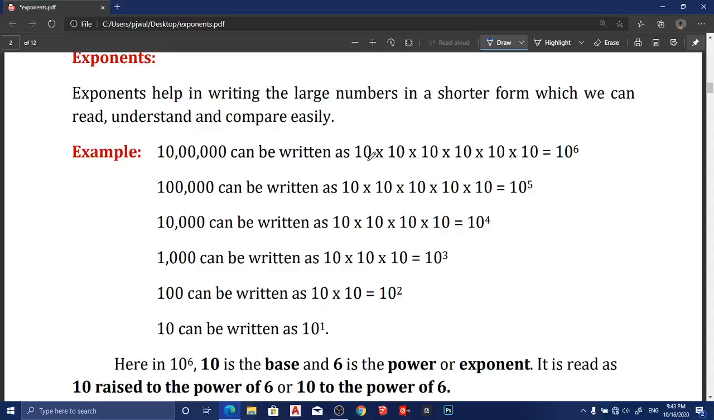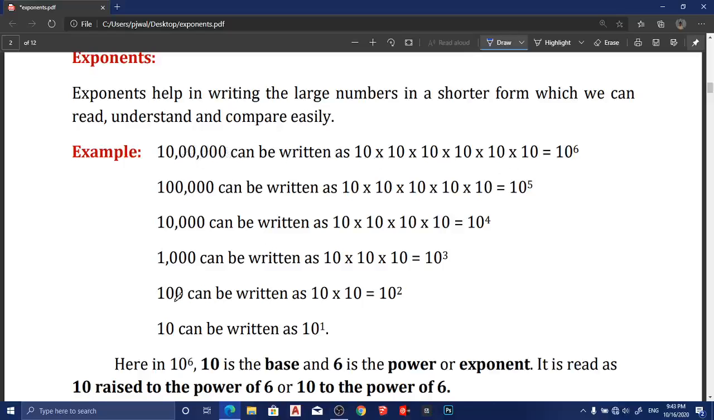Observe here, 1, 2, 3, 4, 5, 6. How can you write this? Observe here, in 10 lakhs, how many zeros are there here? 1, 2, 3, 4, 5, 6. So number of zeros are 6, means by multiplying 10 six times, you will get the 10 lakhs.